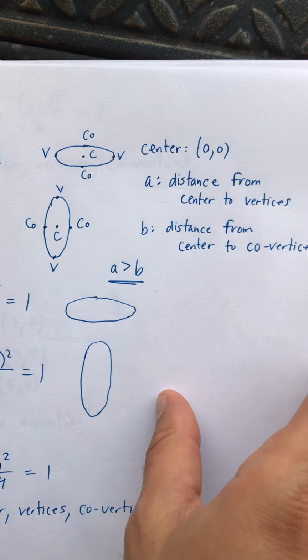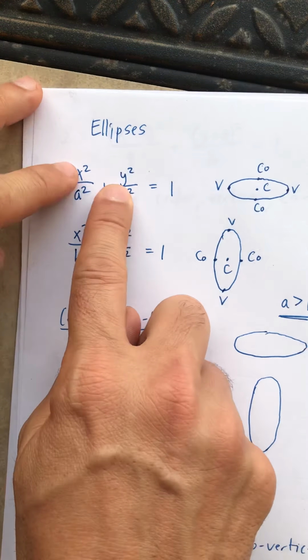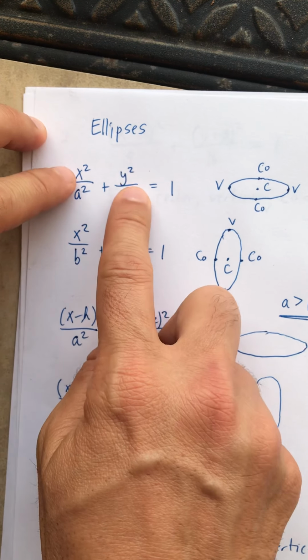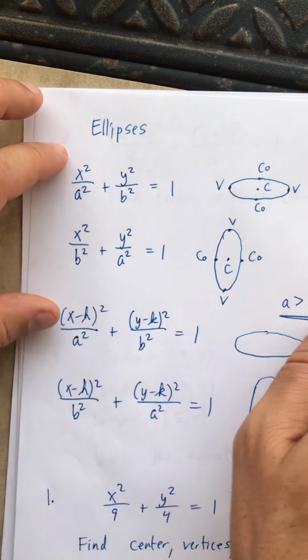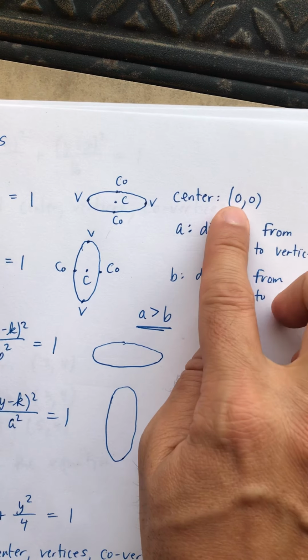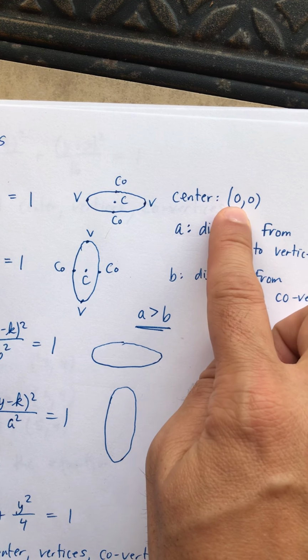When the ellipse equation looks like this, where there's nothing next to the x and y, it's just x squared and y squared in the numerator, the center is the origin. The center is 0, 0.